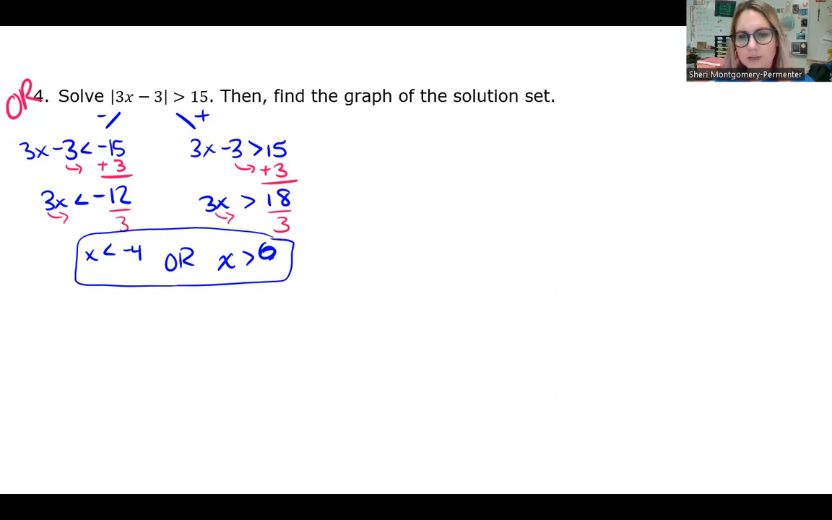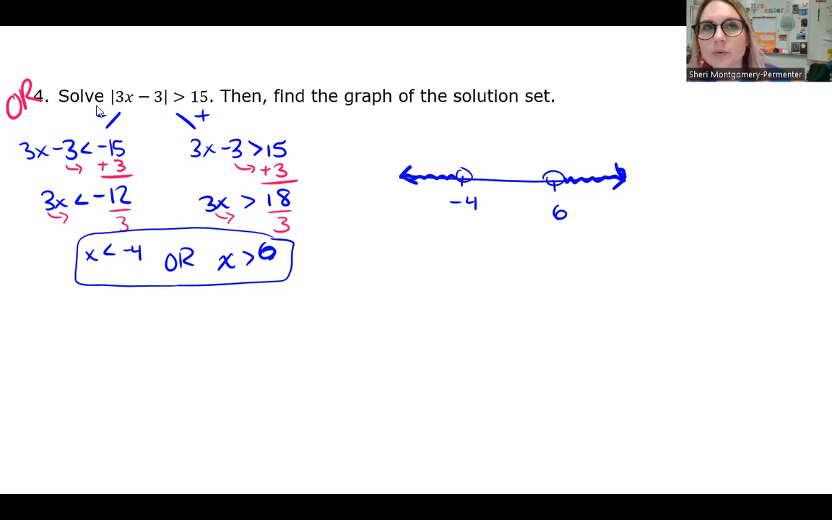And then I could graph it. If I graph it, the only two numbers I care about are negative 4 and 6. Would these be open or closed circles? Open. There is nothing underneath the inequality symbol, so you leave these circles open. And then for the negative 4, the arrow is pointing to the left, so I will make my arrow pointing to the left. For the 6, my arrow is pointing to the right, so I will make my arrow pointing to the right.